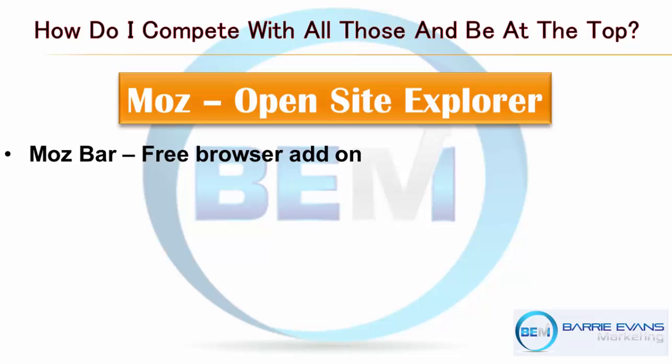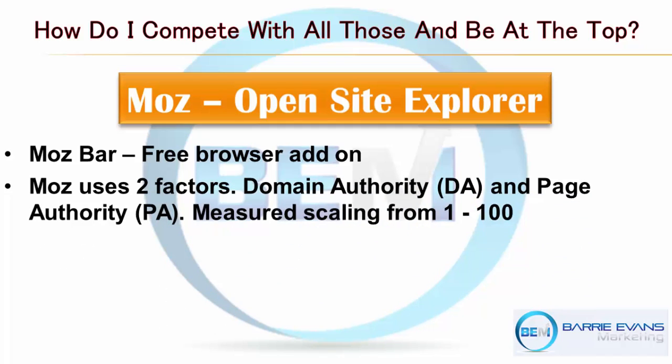Okay, it goes with Chrome, it goes with Firefox, and Moz also uses 2 factors. You may have seen this before. Now these factors basically replace PageRank that Google had. The same with trust flow and citation flow from Majestic. You know how authoritative a site is by looking up their TF and CF on Majestic, and also the domain authority and page authority, which is what Moz uses, and they're measured scaling from 1 to 100.